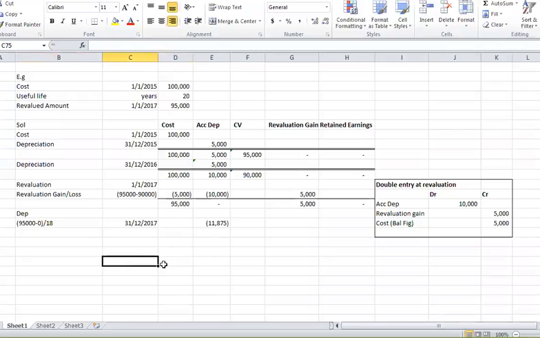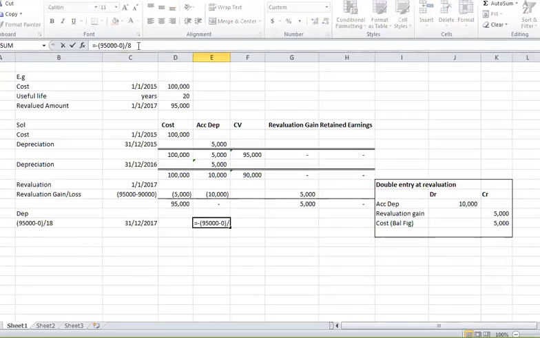So after revaluation, we will charge depreciation on remaining useful life. So what is revalued amount? 95,000 divided by remaining life. Total life has 20 years, 2 years has passed, so the remaining life is 18 years. So the depreciation is 5278.